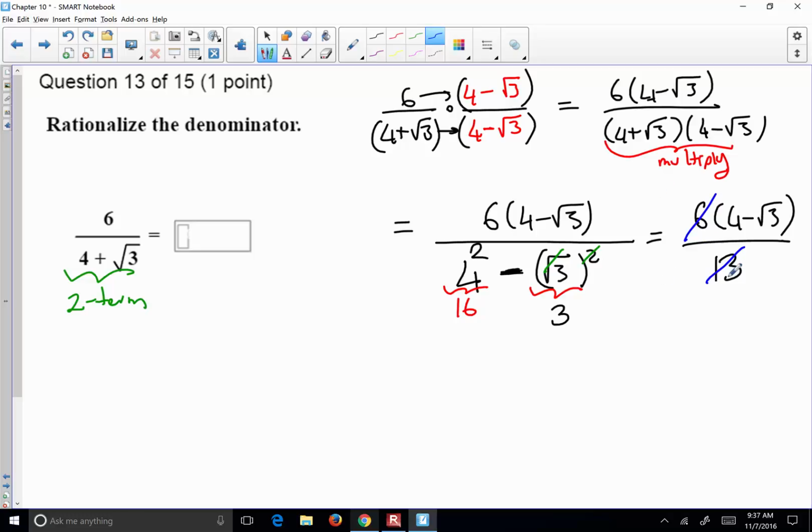I wish this was 12. 6 goes into 12 twice. I could do that, but not with this. Okay? So you can leave your answer like this, or you can distribute this 6 to both sides and make this 24. 6 times 4 is 24. 6 times root 3 is 6 root 3. Okay?